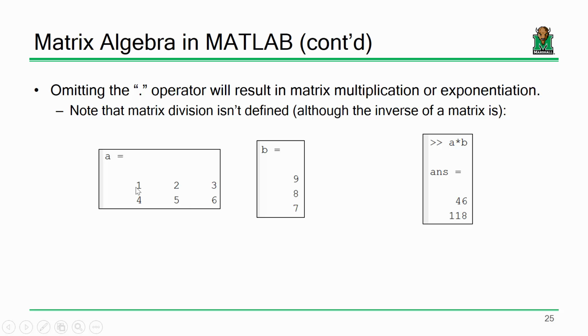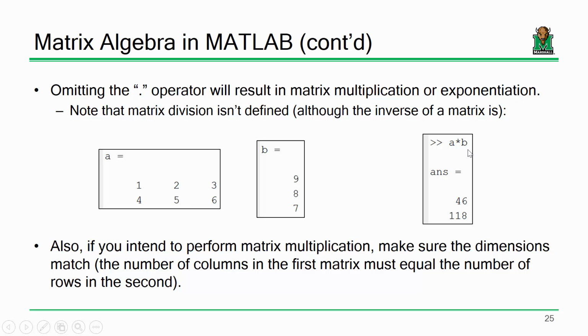So extending along those same lines, if we have this as matrix A and this is matrix B, then multiplying the two together is going to be multiplying the 1 times 9, 2 times 8, 3 times 7 would give us the 46, and then 4 times 9, 5 times 8, 6 times 7 would give us the 118. Okay? That's matrix multiplication. And if that's your intention, if you want to multiply those two matrices together, you have to make sure that everything's the right size.